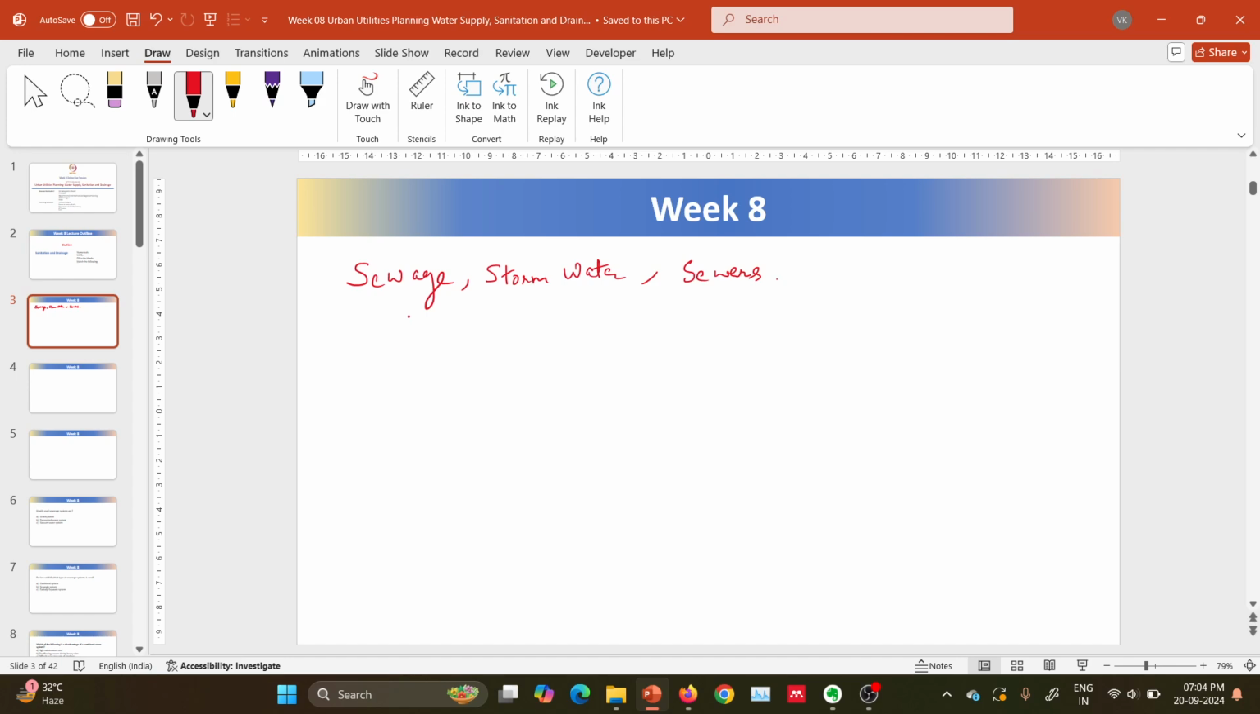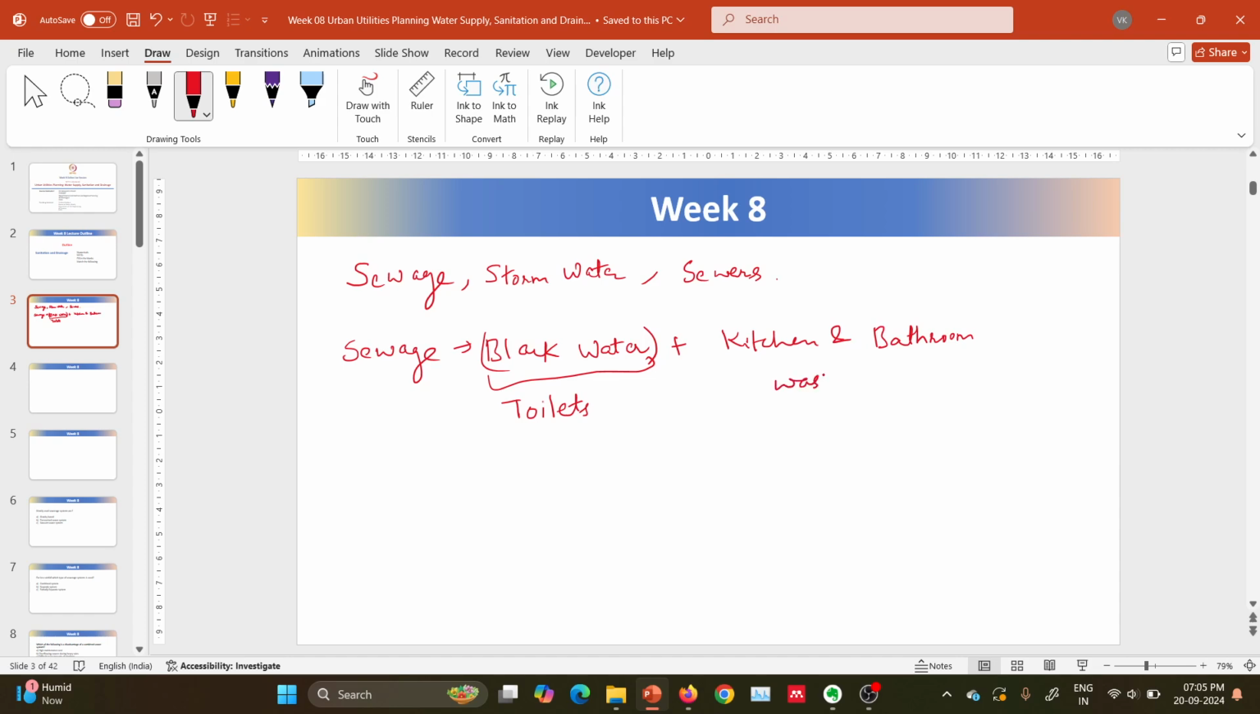So basically, sewage contains black water, that is from toilets, and it can also contain wastewater from kitchen and bathroom waste. So mainly it contains black water that is from toilets. That is sewage.